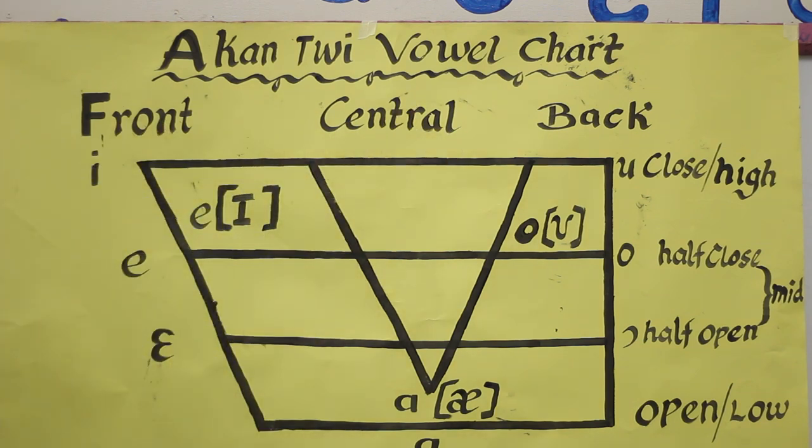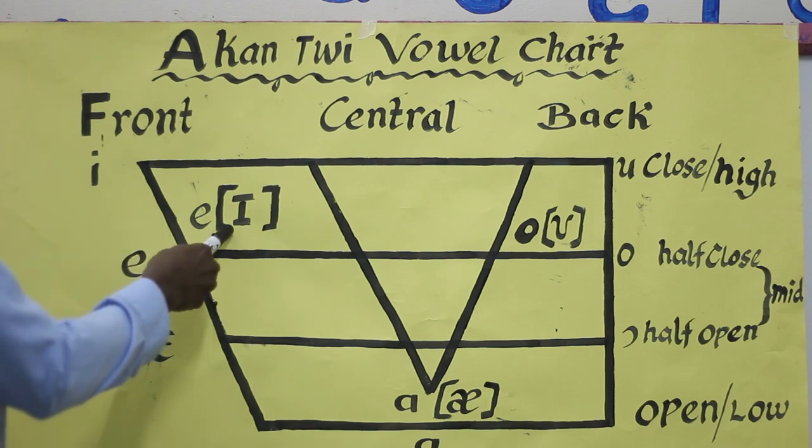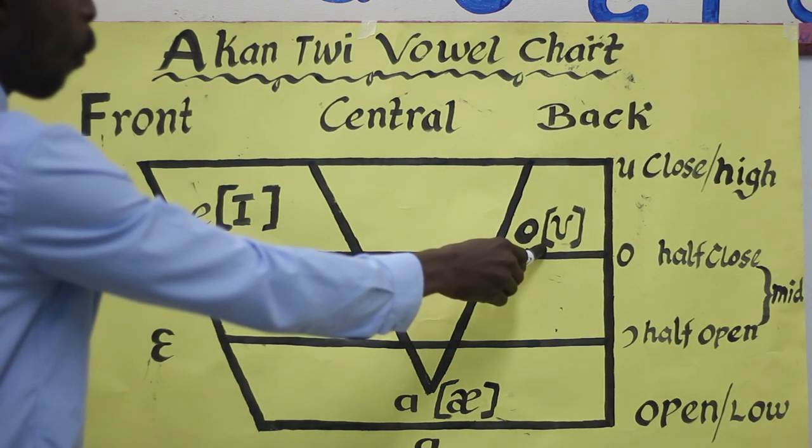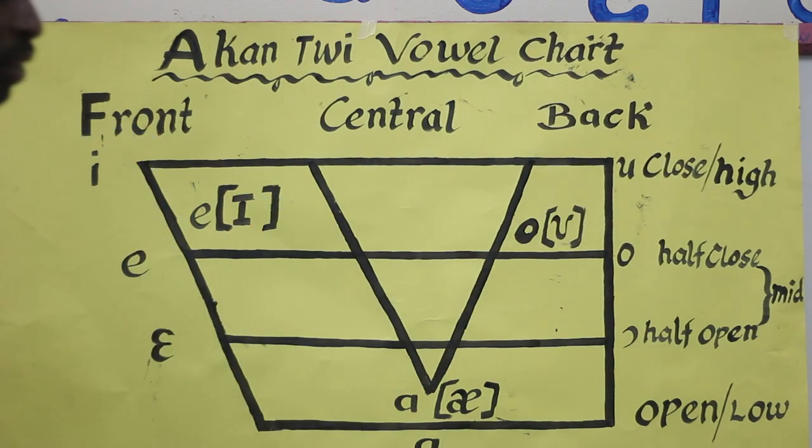So just observe your articulators in producing these sounds. I, E, O, and U. You could feel that there is a small space left between the tongue and the roof of the mouth. Try it and see it for yourself. I, E, O, and U. So I hope you can produce high or closed vowels correctly.